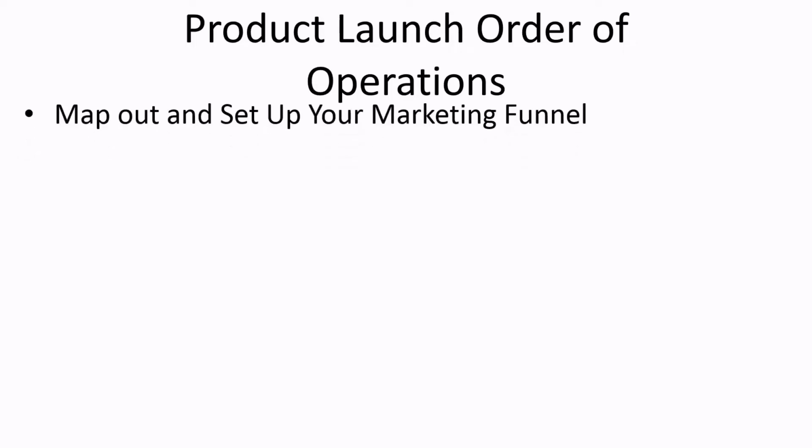Okay, so the order of operations. This is the order in which you should do things for your product launch. First, you should map out and set up your product funnel. In other words, what's going to be your upsell, what's going to be your second upsell if you're going to have one, and we kind of talked through the format of that. You want to do this before you create the product, because it will affect how you create the product.